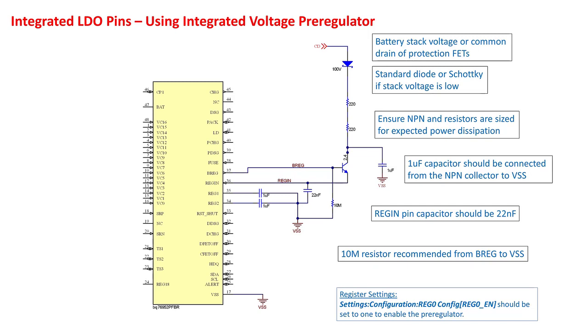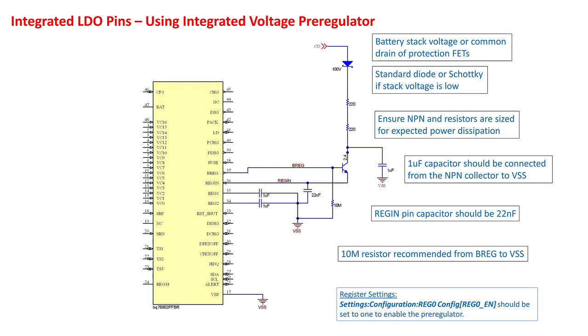The BQ769X2 family has two LDO outputs, which can be programmed to different output voltages and can each supply up to 45 milliamps of current. The Reg1 and Reg2 LDOs take their input from the Reg-in pin, which should be approximately 5.5 volts. The default configuration of the device uses the internal pre-regulator. The device drives the base of an external NPN BJT to provide a 5.5 volt Reg-in pin voltage.